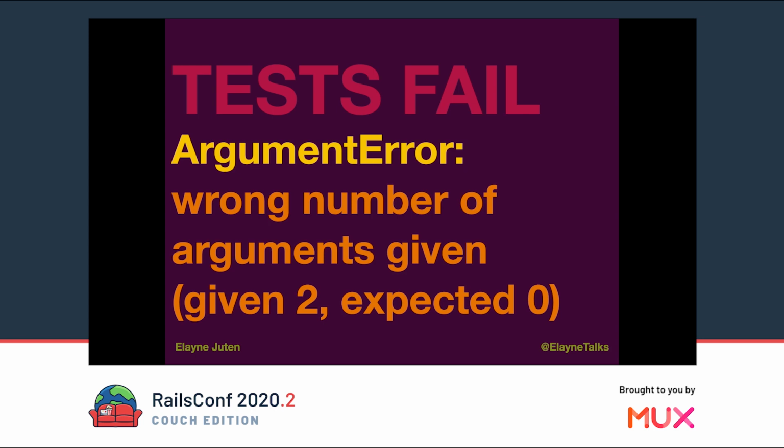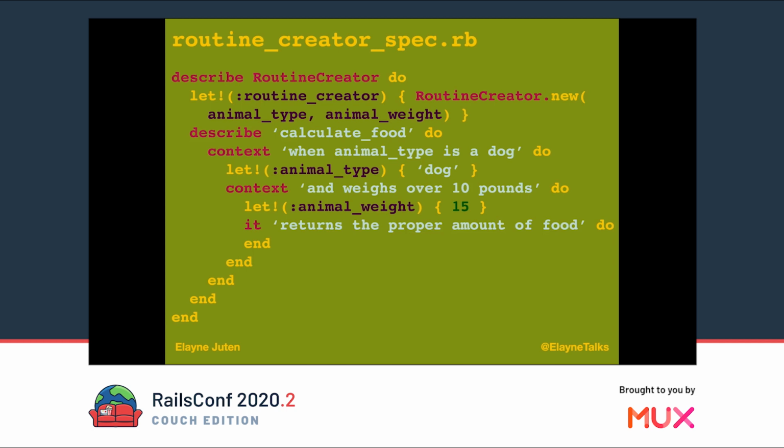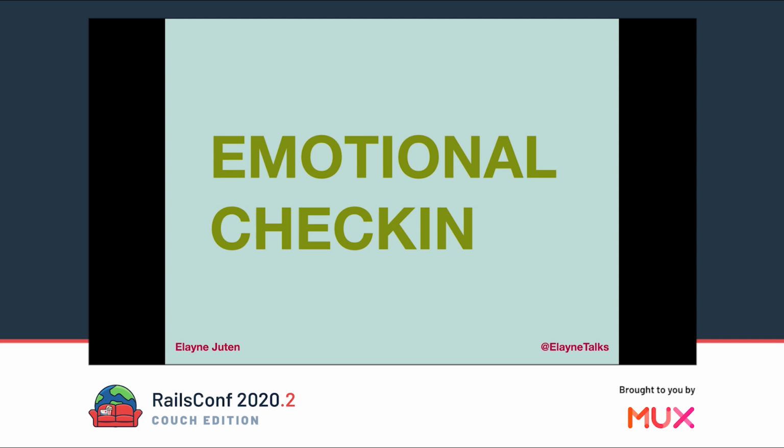And this one is saying we have the wrong number of arguments given. We've been given 2 in our test, but we only expected 0. And so looking back at our tests, we let that RoutineCreator, we newed up a new RoutineCreator class, and we passed in variables of animal type and animal weight. Okay, I'm feeling good. I know what I need to do. I just need to initialize those variables in my actual Ruby code.